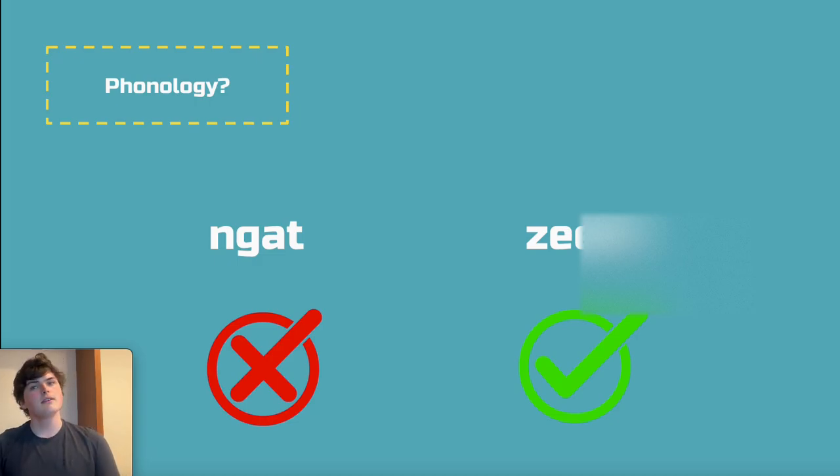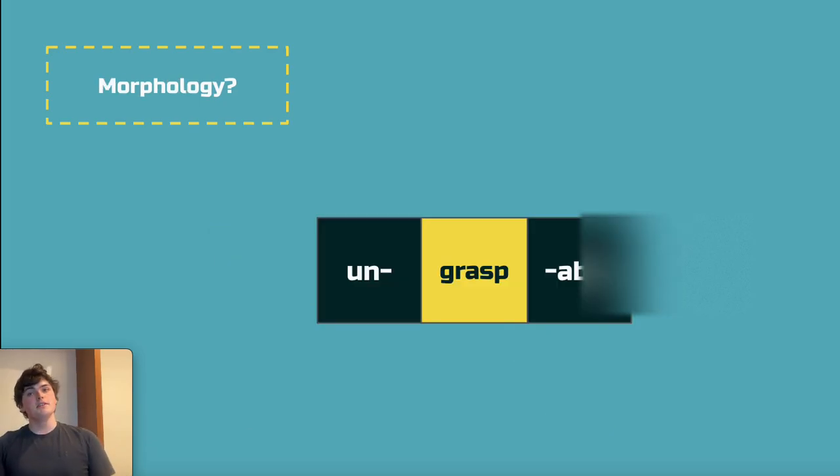For example, look at these nonsense words. Lat is not a possible English word because English words can't start with "on." On the other hand, zeef is entirely possible. It follows all of English's sound rules. Morphology is the study of how the most basic elements of language fit together.